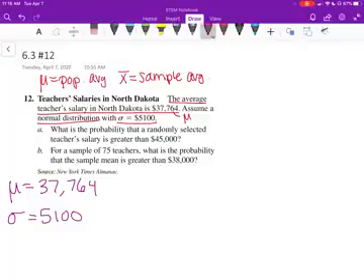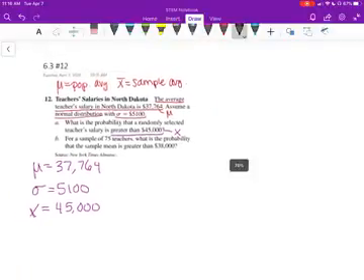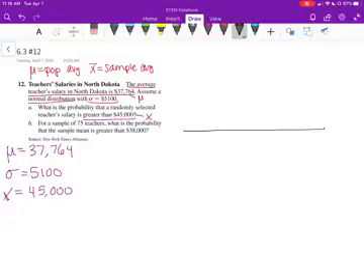So part A is very similar to 6.2. This one doesn't really involve the central limit theorem. They want to know the probability that a randomly selected teacher's salary is greater than 45,000. So our 45,000, that's our x. X is 45,000 and greater than. So when we draw a distribution here, this is in terms of x.